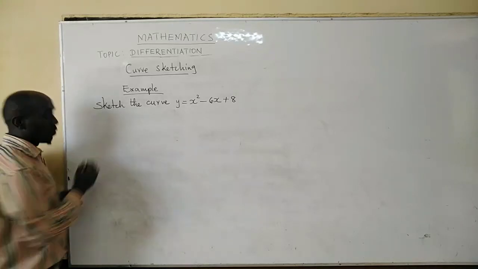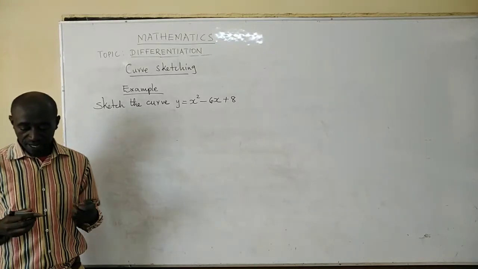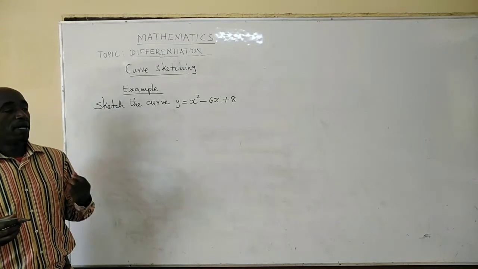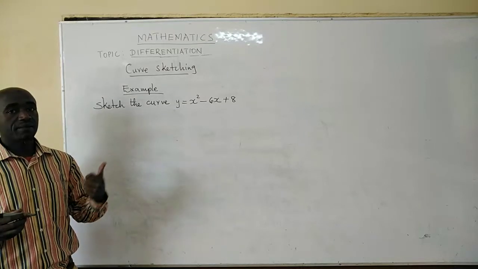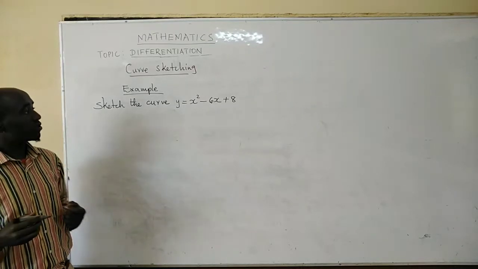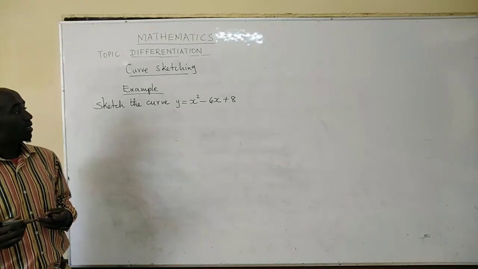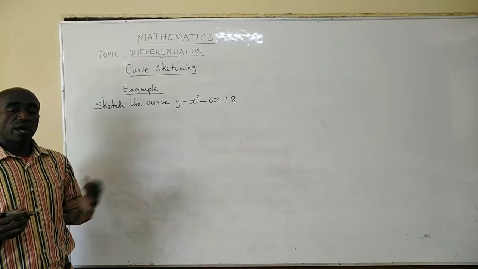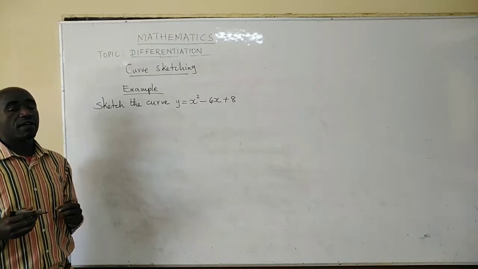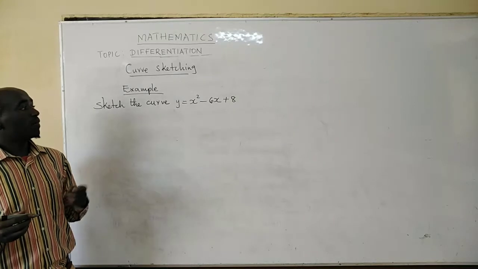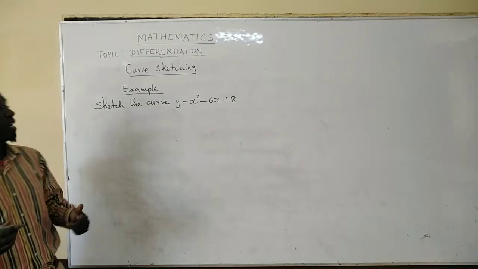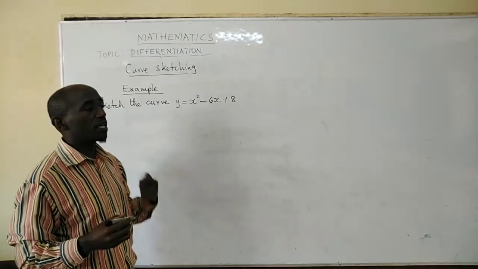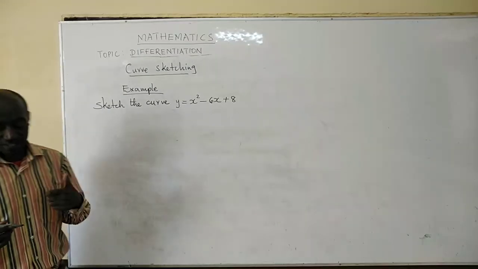So to know where the graph cuts the y-axis, you must find the value of y when x is 0. That is where the graph cuts the y-axis. To get where the graph cuts the x-axis, you find the value of x when y is 0. So that is how we determine where the graph cuts the x-axis and y-axis.